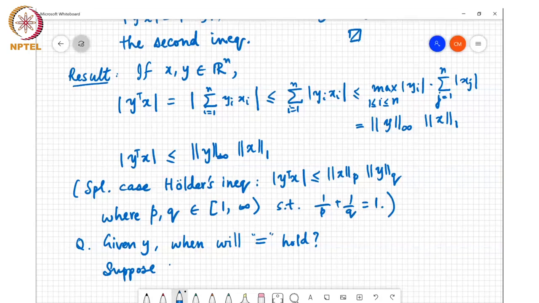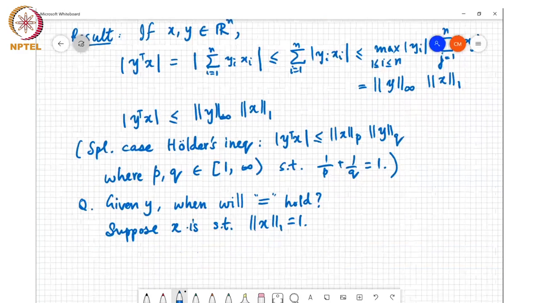Suppose x was such that... Sir, alternatively we can say that all the values of y are equal. Will that make sense? No, I'm saying y is given. I'll come back to that. That's a good point. I'll come back to this point in a moment when I ask the alternative question, which is, when given an x, when will the equality hold? Then your answer is absolutely right. You want to choose all the values of y to be equal. But now I'm looking over all x's such that the L1 norm of x is equal to 1, and I'm asking, when will equality hold in this inequality?